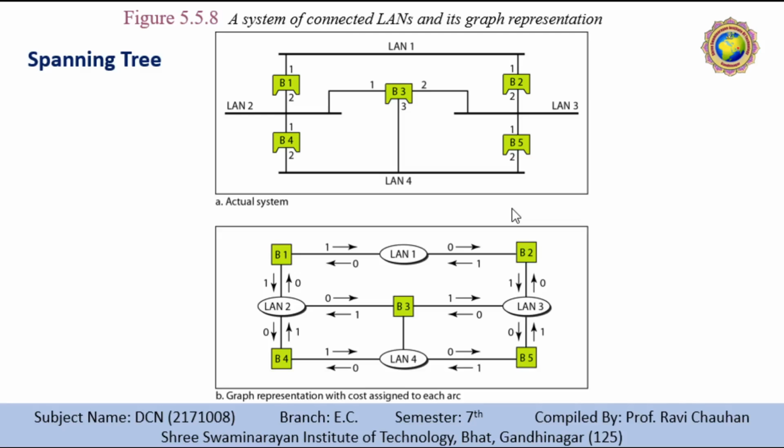We cannot change the physical topology of the system because of the physical connections between the cables and the bridges, but we can create a logical topology that overlays the physical one. Our figure shows a system with 4 LANs, 1, 2, 3, 4, and 5 bridges, 1, 2, 3, 4, 5. We have shown a physical system and its representation in graph theory.